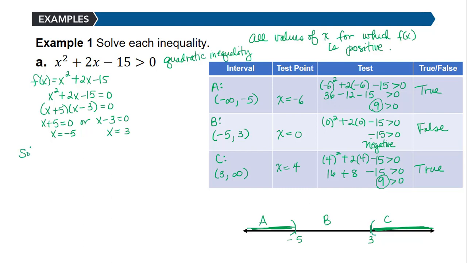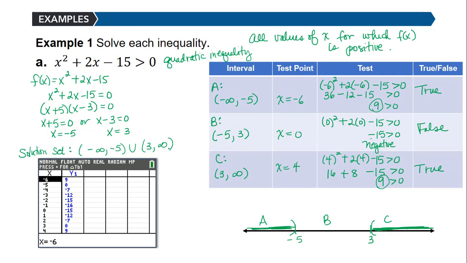So my solution set in interval notation is parentheses negative infinity to negative 5 parentheses union parentheses 3 to infinity.